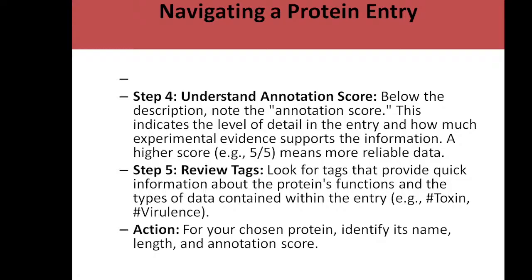Then step 5, you can review the tags by looking at the tags that provide quick information. You might not actually need to carry out anything else apart from what you see. You're going to see a hashtag, and the next thing you see is the function. If that protein is serving as a toxin, you will see hashtag toxin, because it is a protein that the organism uses for production of toxin, then slash virulence, that is telling you that.